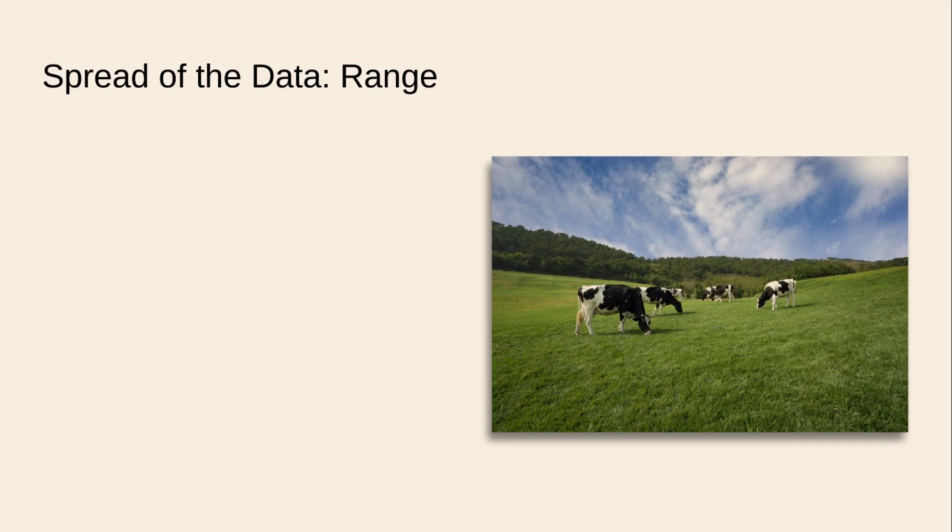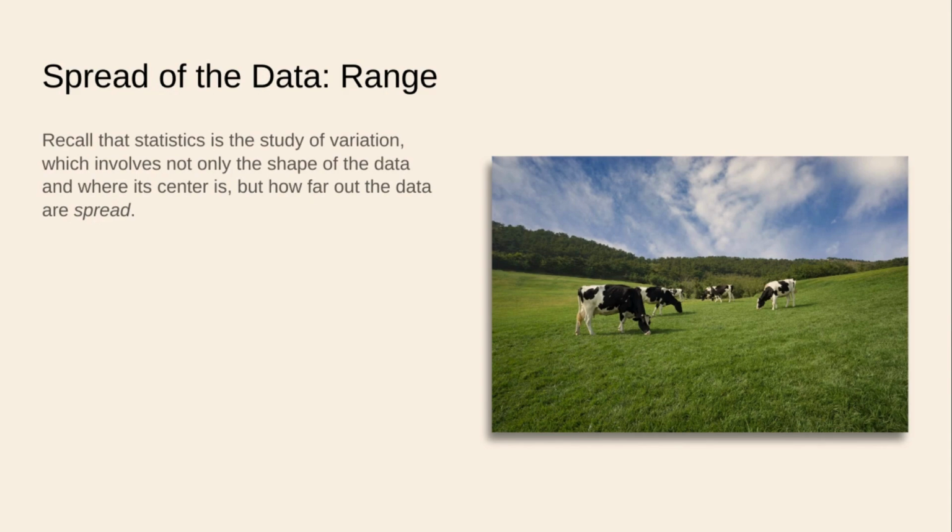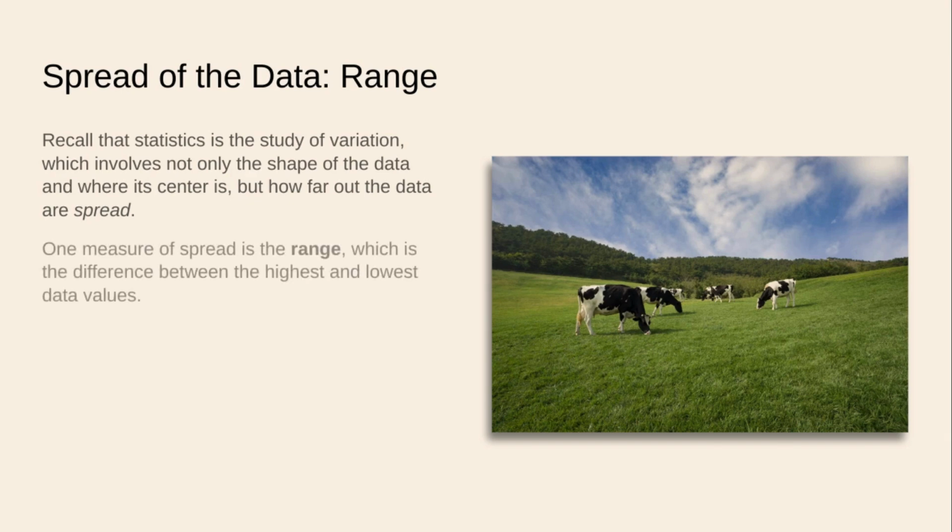All right, now we're going to talk about the range. Home on the range here with the cows. Recall that statistics is the study of variation. That's something we talked about on day 1 of class. That involves not only the shape of the data and where the center is, but how far out the data are spread. The spread of the data is sometimes the most important topic of inquiry. One measure of spread is the range, which is the difference between the highest and lowest data values.